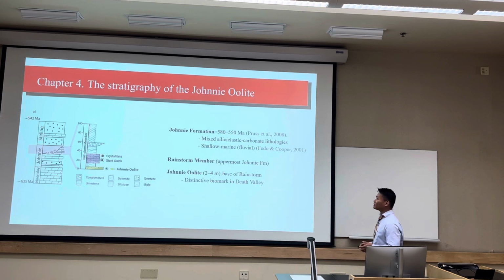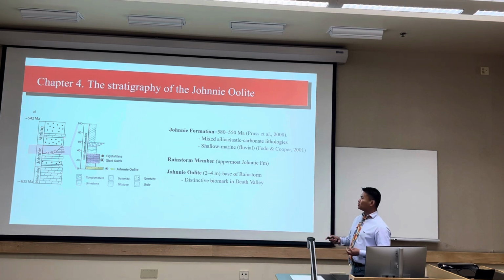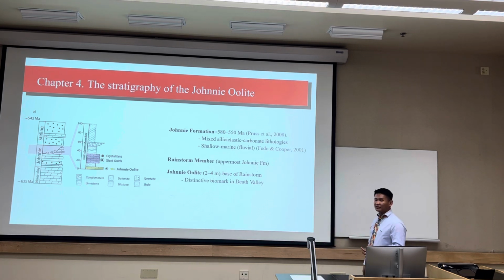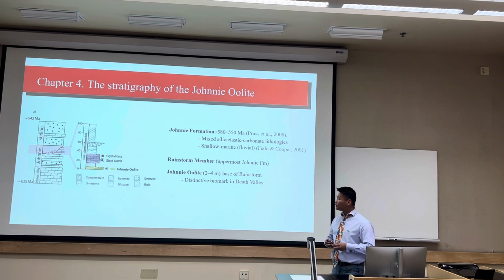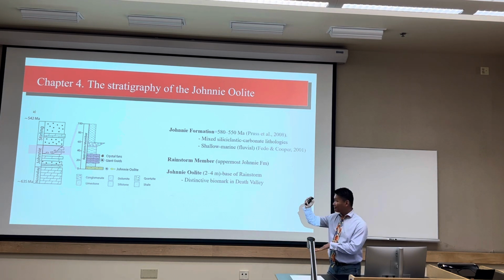So let's look at the stratigraphy of the Johnnie Formation. The Johnnie Formation is overlain by the Stirling and overlies the Noonday Formation in Death Valley. The Johnnie Formation is composed of mixed siliciclastic and carbonate lithology, which tells you it's a shallow marine setting with fluvial influence. And here, the Johnnie Formation can be divided into 7 sections.